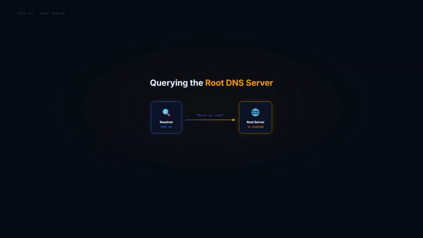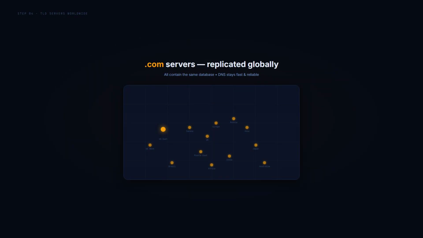First, the resolver contacts a root DNS server. It asks where to find information about .com domains. The root server doesn't know the website's IP address. Instead, it returns the IP addresses of the servers responsible for the .com top-level domain, also called TLD servers. All .com servers contain the same database of .com domains and are replicated around the world, so DNS remains fast and reliable. The resolver simply chooses one of these servers, usually the fastest to respond.